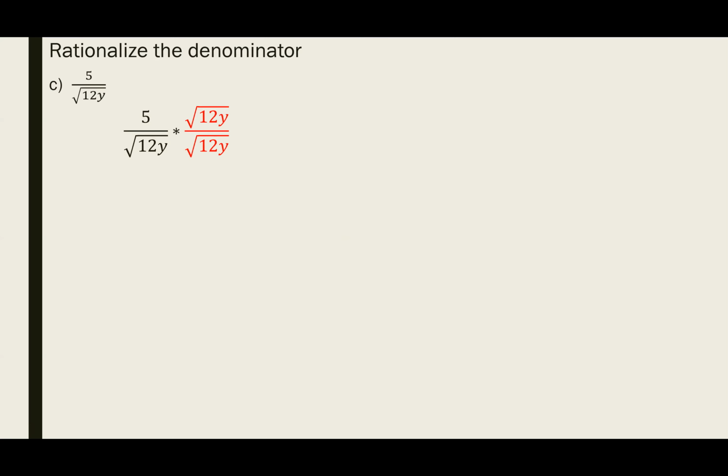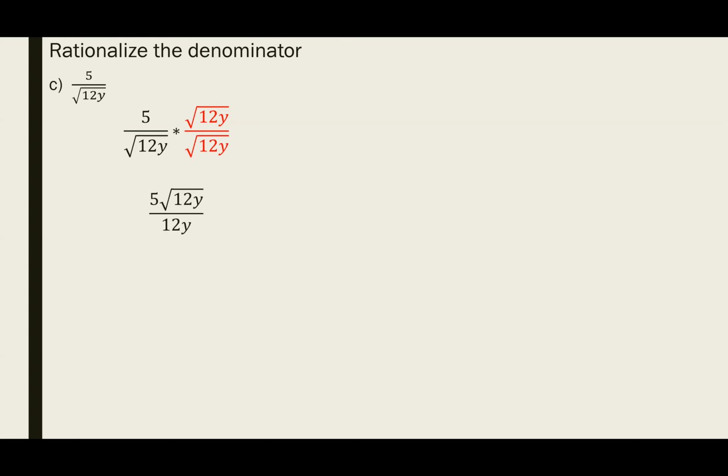Previously we had a square root of 11x, a square root of 13, right? Now we have a square root of 12y. And if we have just a single square root, then all we need to do is multiply the same thing over itself. And if we multiply the same thing over itself, that is 1. We change the look, but we do not change the problem itself.